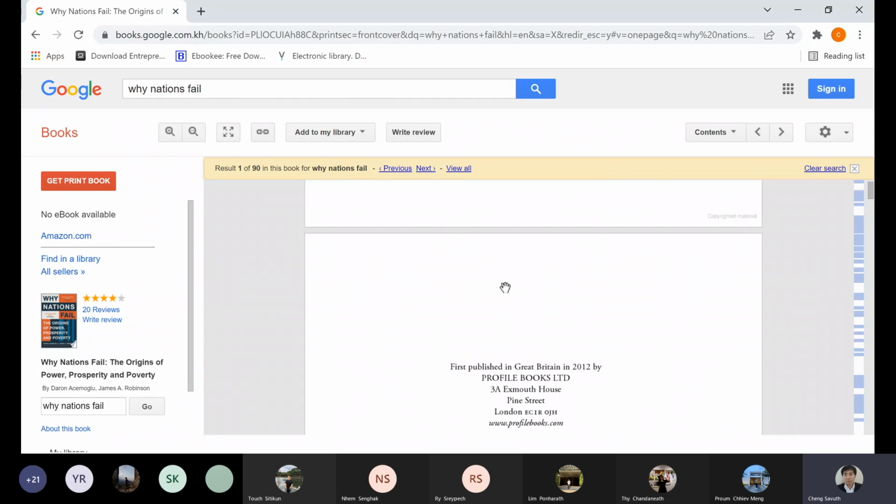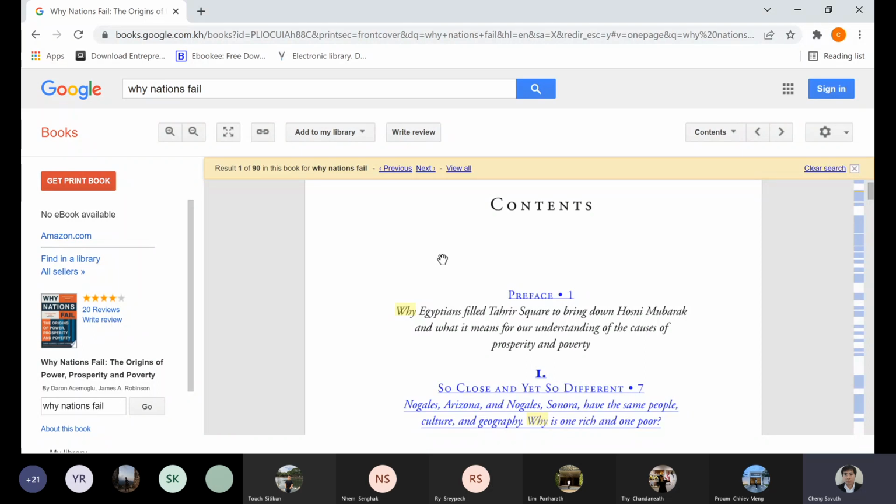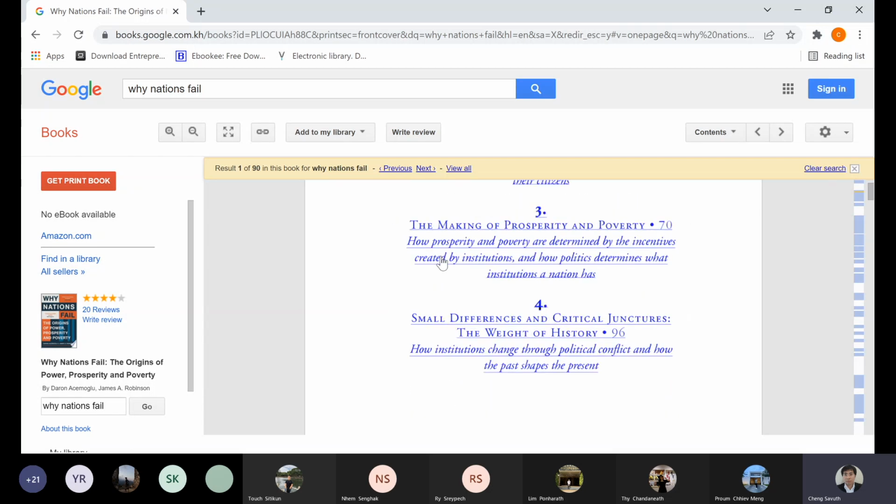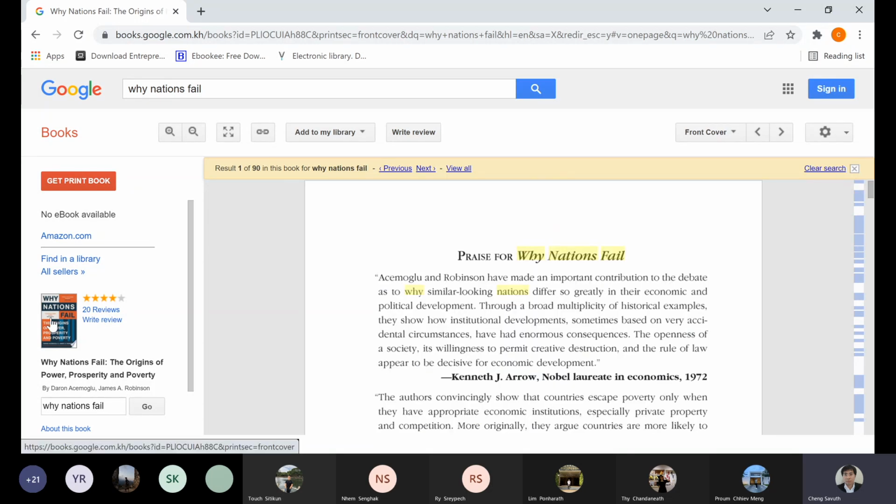It describes what I said: some kind of structure that exists in the country and could prevent the country from transformation, and make it remain poor even after it gets independence. Even if they try to have reform, they cannot do it. So Why Nations Fail is one of the very good books.